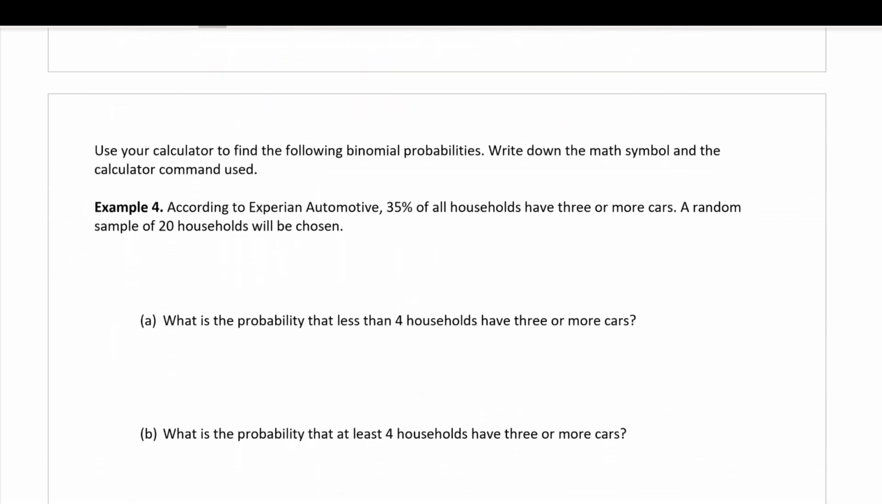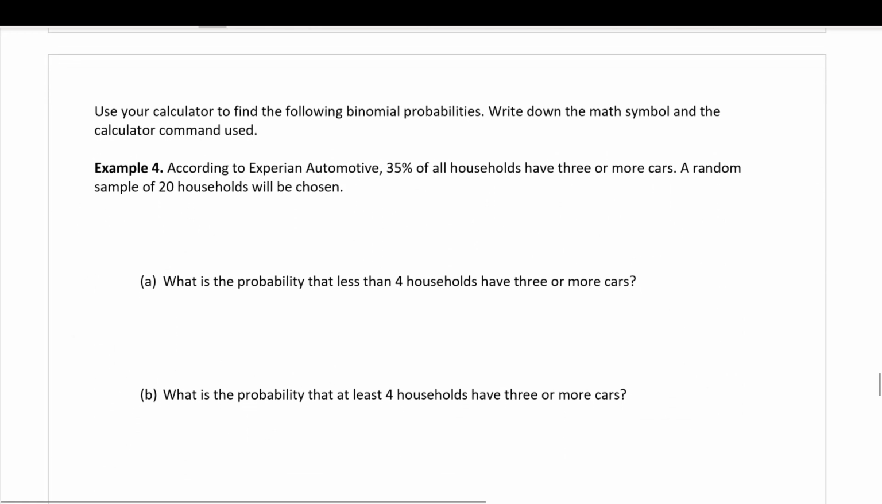Okay. All right, use your calculator to find the following binomial probabilities. Write down the math symbol and the calculator command used. According to Experian Automotive, 35% of all households have 3 or more cars. A random sample of 20 households will be chosen.